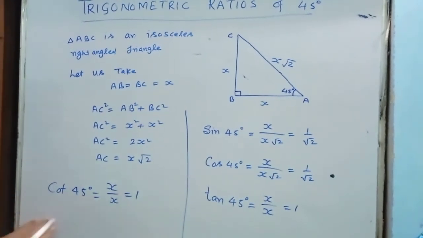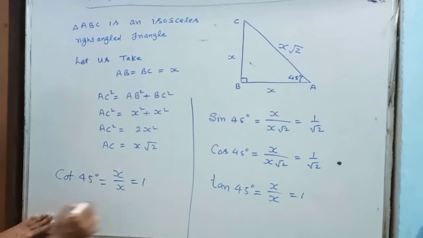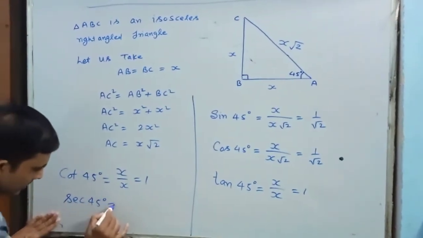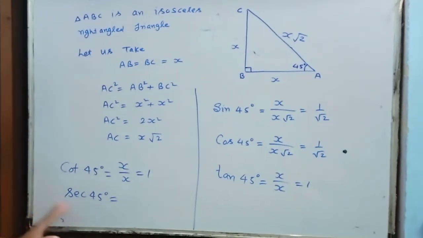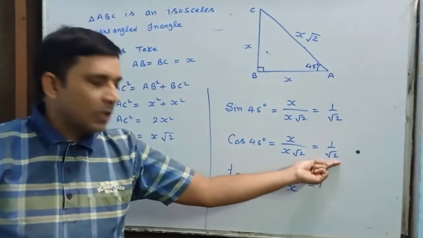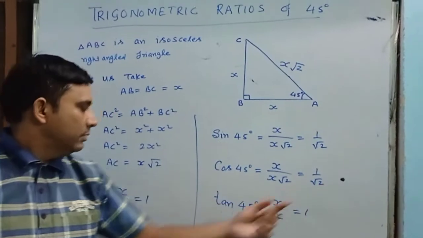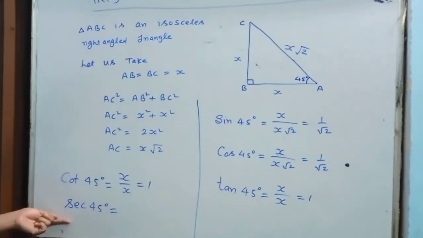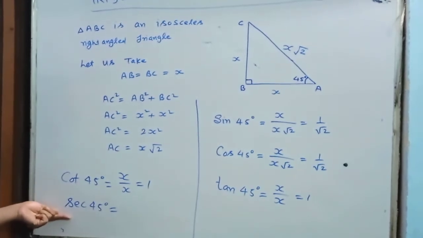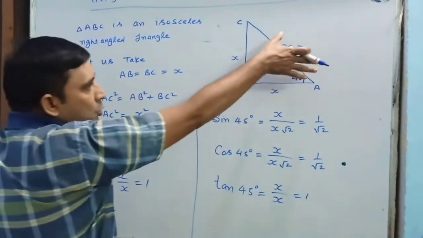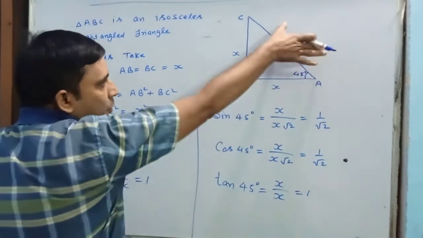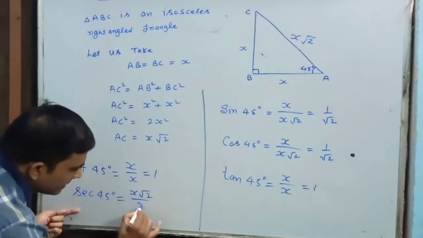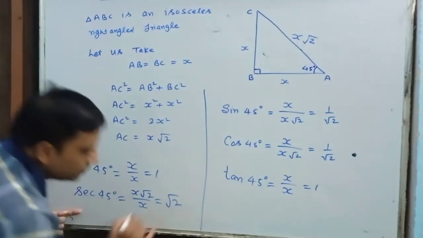In the same way, sec 45 is nothing but the reciprocal of cos 45. So you can take the reciprocal of cos 45, 1 by root 2, then the value of sec 45 will be root 2. Or by definition, sec 45 it is ratio of hypotenuse to base, that is x root 2 upon x, that is root 2.